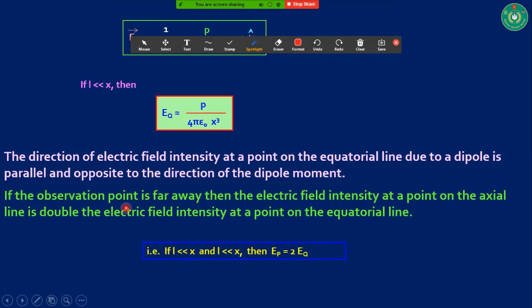If the observation point is very far away, then the electric field intensity at a point on the axial line is double the electric field intensity at a point on the equatorial line. If L is very much less than X, then EP will be twice EQ.